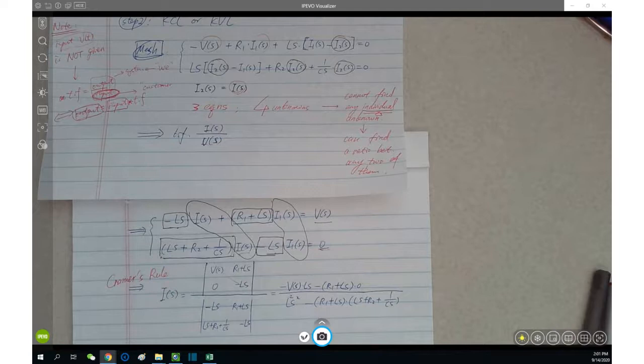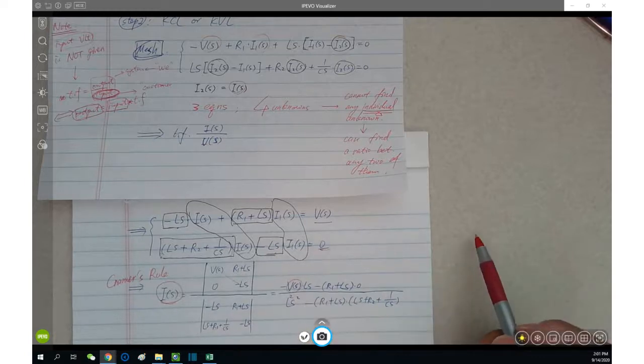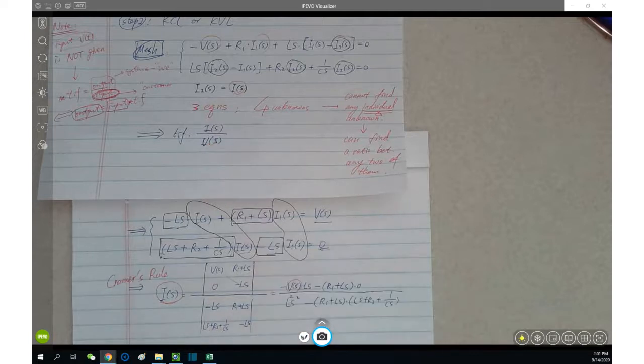And obviously, we don't need to find I1 of s. Keep in mind, we only need to find a relationship between I of s and V of s. You have to keep our target, or say the goal, in mind. We only care about I of s and V of s. We don't need to worry about I1 of s. But if you're looking for I1 of s, because I want to finish a complete version of Cramer's rule, right?